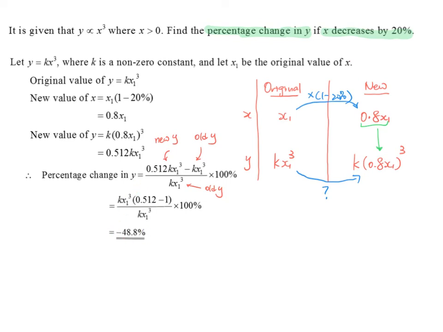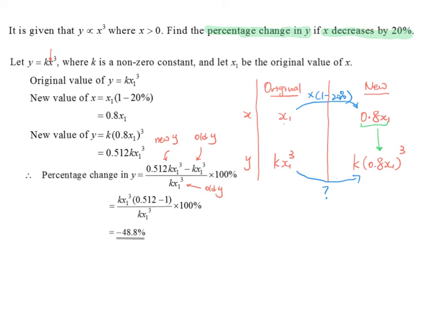So what's the key? The key is establishing the equation, and you substitute into this place of x your original value of x, which is x1, to get the original y. And for the new y, you put in the new x, the entire thing inside the x. So conceptually, what's this all about?